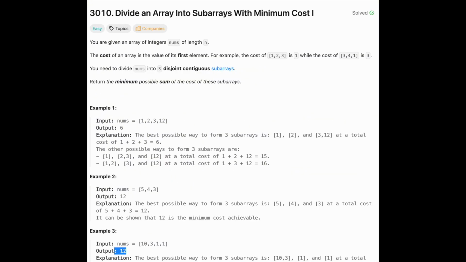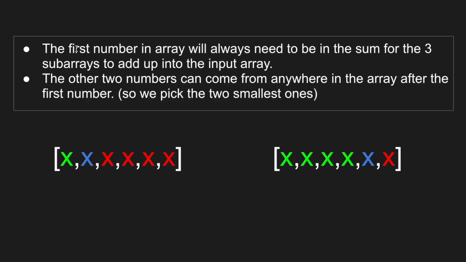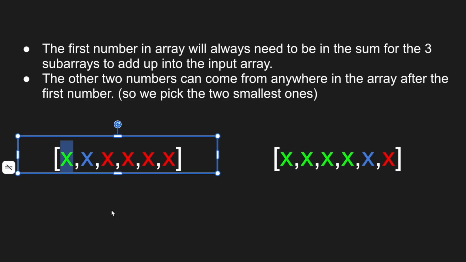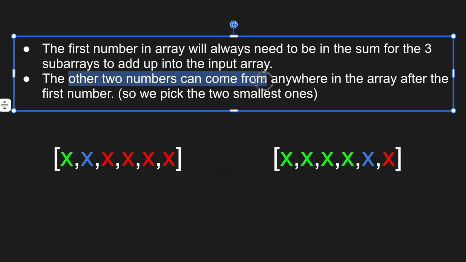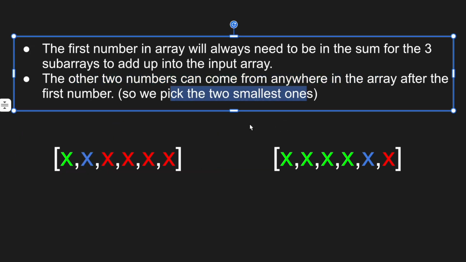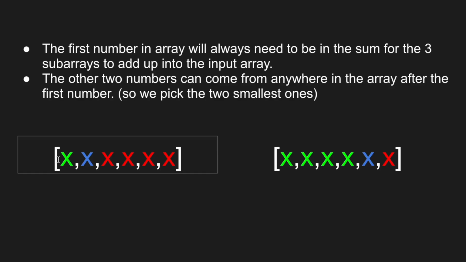So now that we have seen some examples, let's get to how we can solve this problem. We should understand that the first number in the array will always need to be in the sum for the 3 subarrays to add up into the input array, because no matter how we split it, the cost of the first subarray will be the first value. So if we leave it on its own, or if we make it as big as possible, we will always need to include the first element of the array. And we also realize that the other 2 numbers can come from anywhere in the array, so we will just pick the 2 smallest ones.